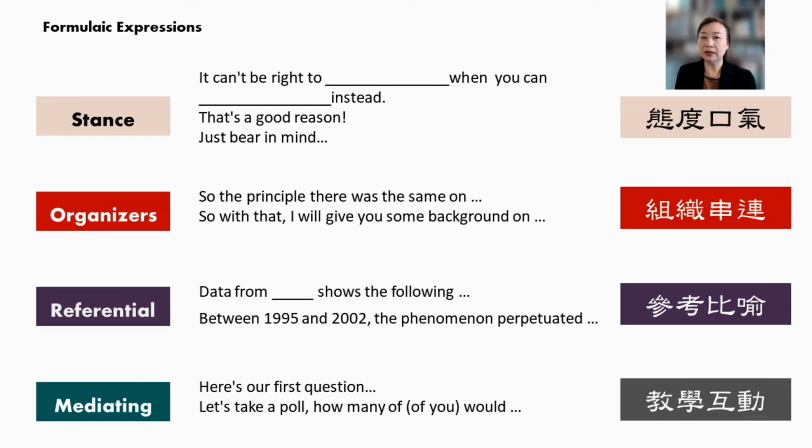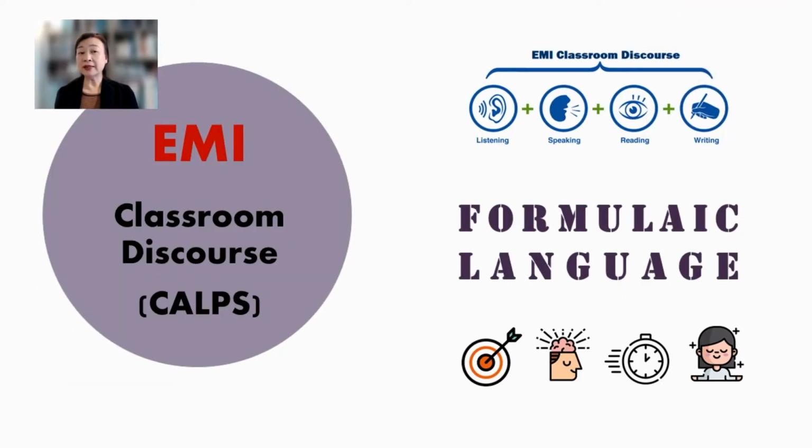And the fourth one should be the easiest one. You're facilitating how the class proceeds. 所以这是教学互动的。Here's our first question, second question. Well, let's take a poll. 所以这样子的一个分类应该已经很清楚咯。Apparently, it takes deliberate practice for us to master formulaic language. However, the more we practice, the easier time we'll have when putting our presentations and lectures together in the EMI classroom.